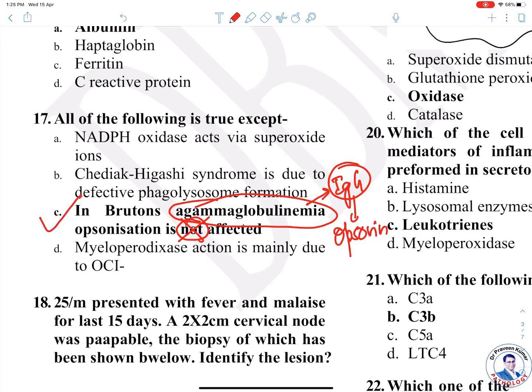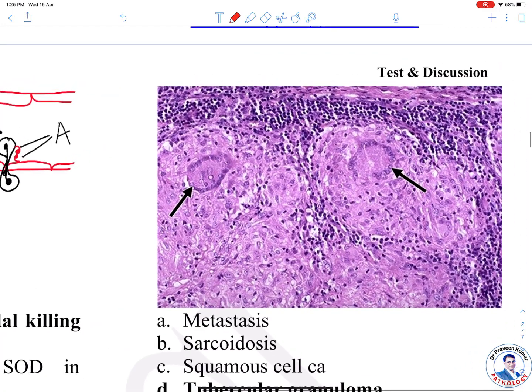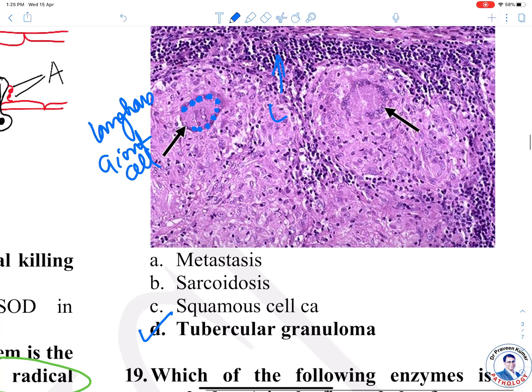You can also come to the answer by excluding the other options. Question 18. So this is a straight question, and as you can see, it's very clearly showing you this horseshoe shaped nuclei. And these are lymphocytes. And horseshoe shaped nuclei, I hope you remember, it is Langerhans giant cell. And where do you see Langerhans giant cell? The answer is tubercular granuloma. There should not be any doubt about it.